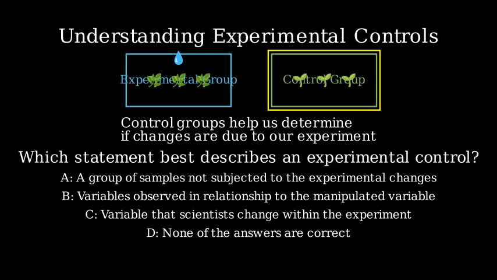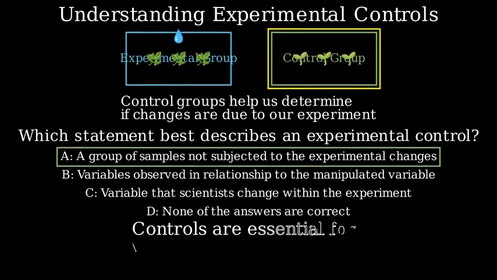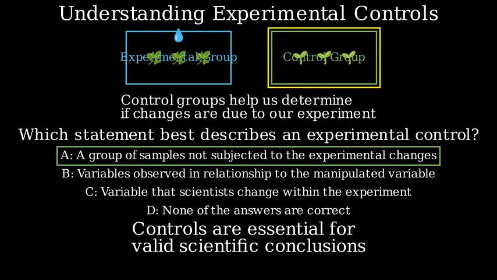The correct answer is A. A group of samples not subjected to the experimental changes made by the scientist. This is exactly what we demonstrated with our plant experiment. The control group serves as our baseline for comparison. Remember, experimental controls are essential for scientific experiments because they help us determine if any observed changes are actually due to our experimental manipulation.